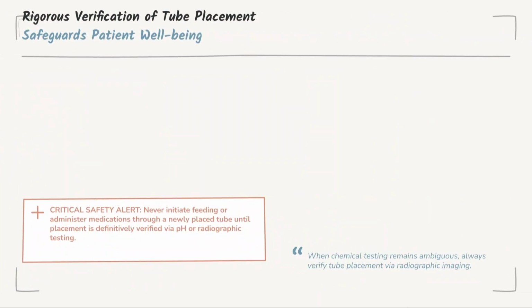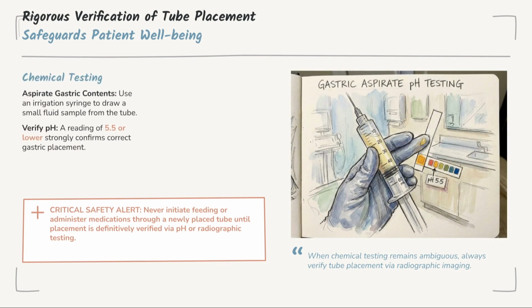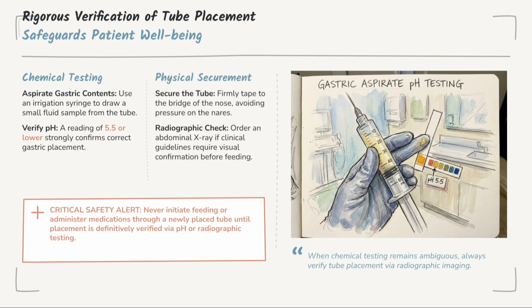Never initiate feeding or medications before verifying placement. Aspirate gastric contents and check the pH. A reading of 5.5 or lower confirms placement. If results are ambiguous, obtain radiographic confirmation. Always secure the tube firmly to the nose, without applying pressure to the nares.